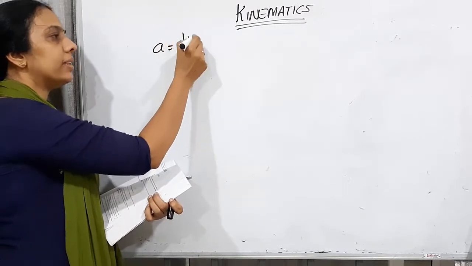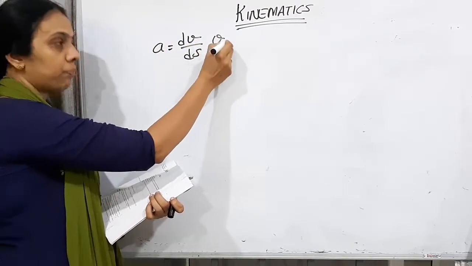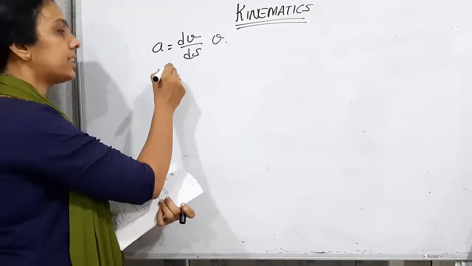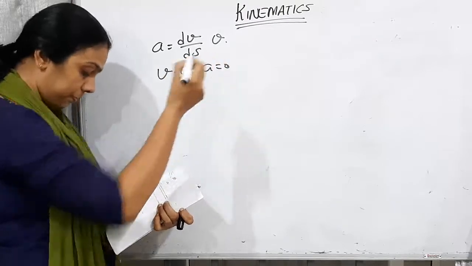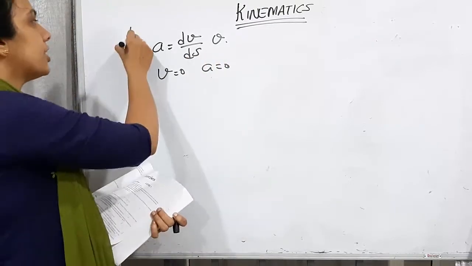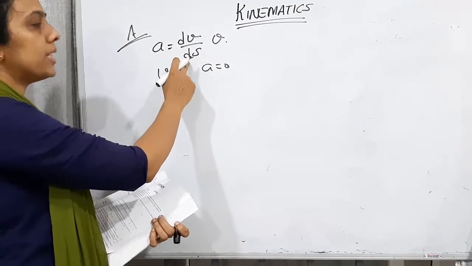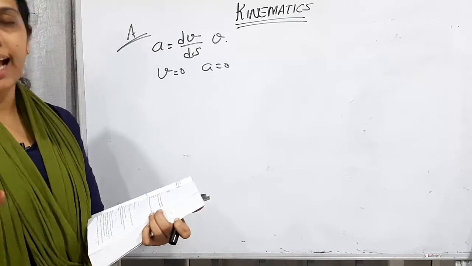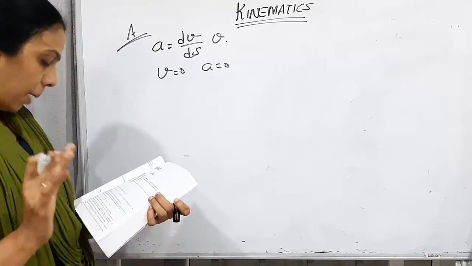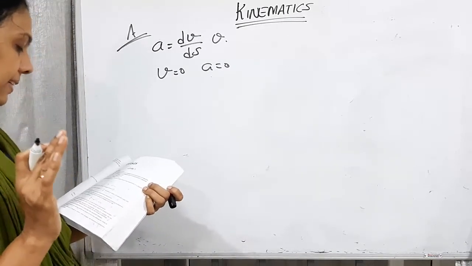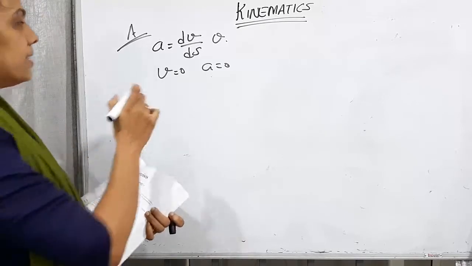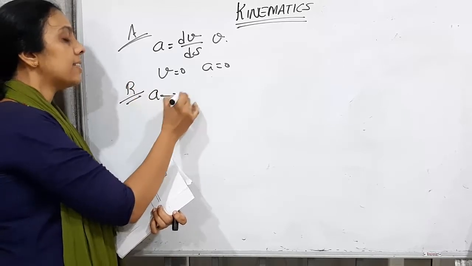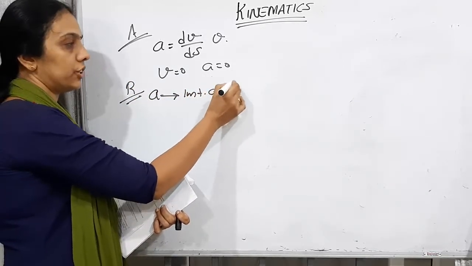A equals dV by ds into V. Therefore, if the velocity of the particle is 0, acceleration is equal to 0. This is the assertion. And the reason is given like, in the above equation, A is instantaneous acceleration.